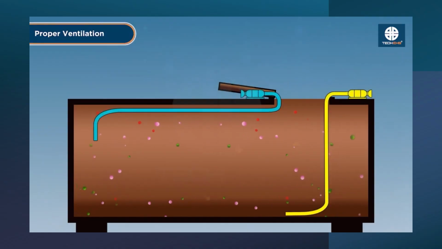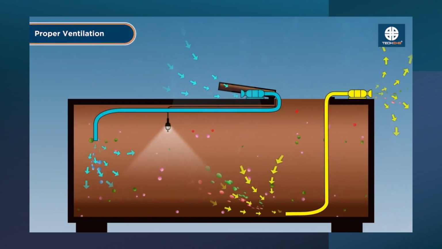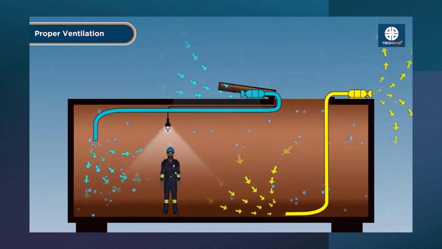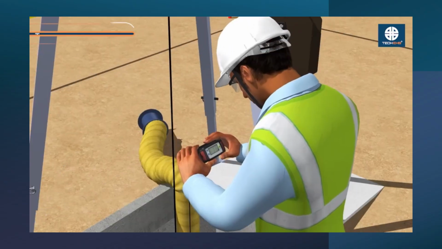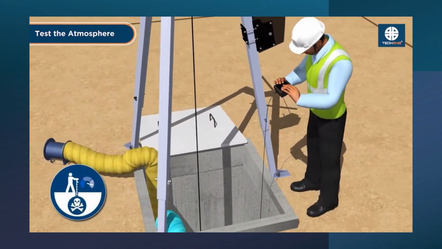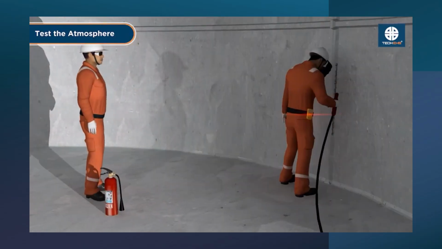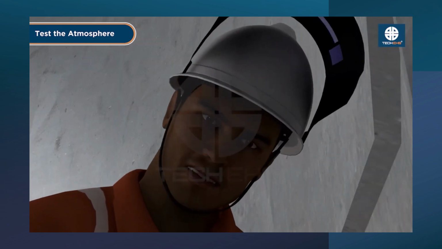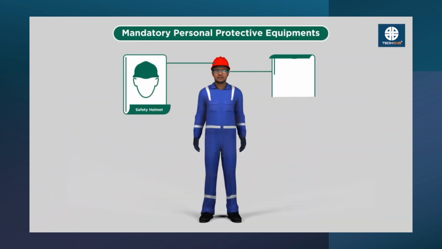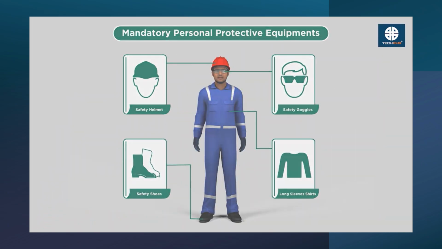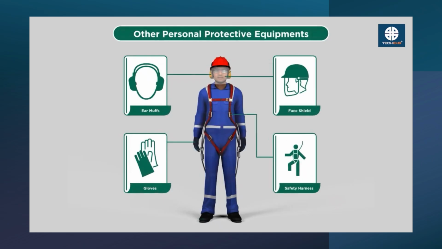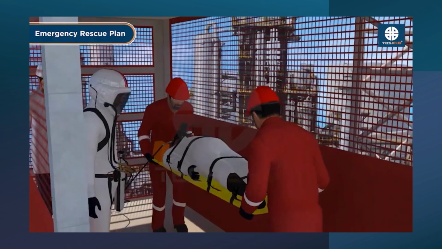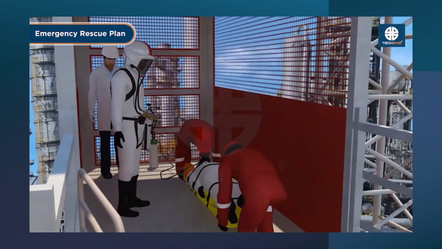Ensure proper ventilation. Use mechanical ventilation or fans to eliminate hazardous gases and maintain a safe oxygen level inside the space. Test the atmosphere. Continuously monitor oxygen levels, toxic gases, and flammable vapors using a gas detector before and during entry. Use personal protective equipment where necessary, based on the risk assessment. Establish an emergency rescue plan. Have a trained rescue team and emergency procedures in place.